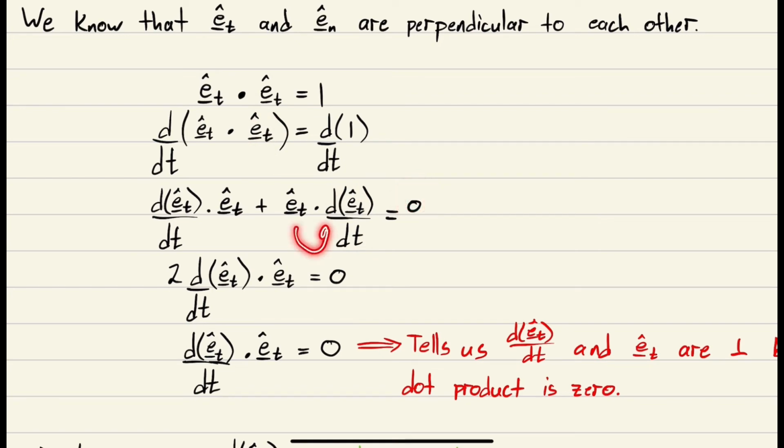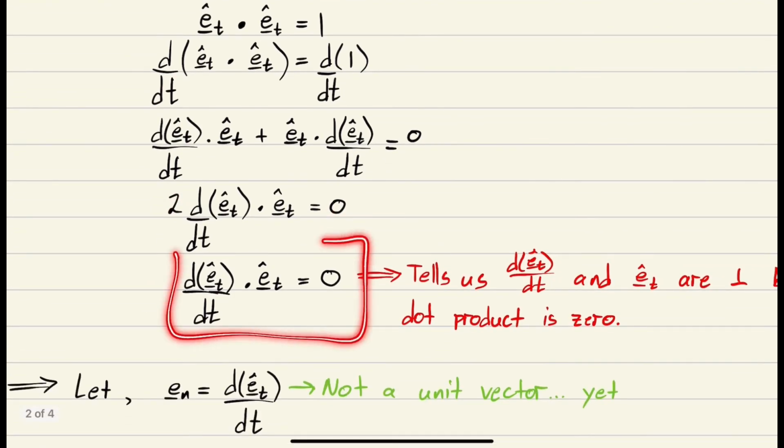Remember, we can swap the order we do the dot product, and that allows us to add these together, right? So we have 2 of these. We have 2 de_t/dt dotted with e_t, and that's equal to 0. We can divide out the 2, and then we end up with this right here. The derivative of e_t dotted with e_t is equal to 0.